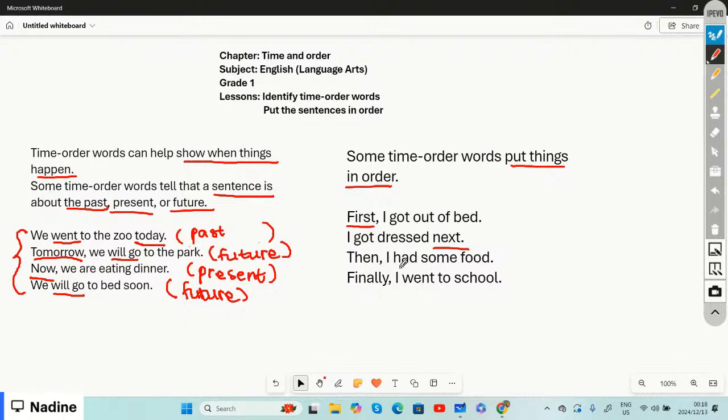The next one says, then I had some food. So then I had some food. So then is a word that basically shows us what happens next. Then we had some food, or I had some food. And the last one says, finally, I went to school.